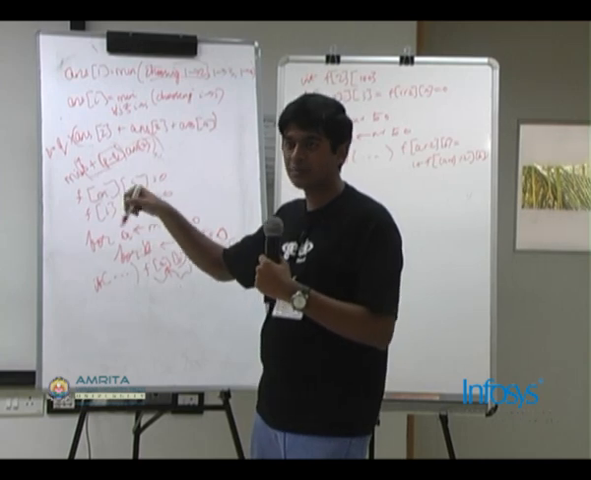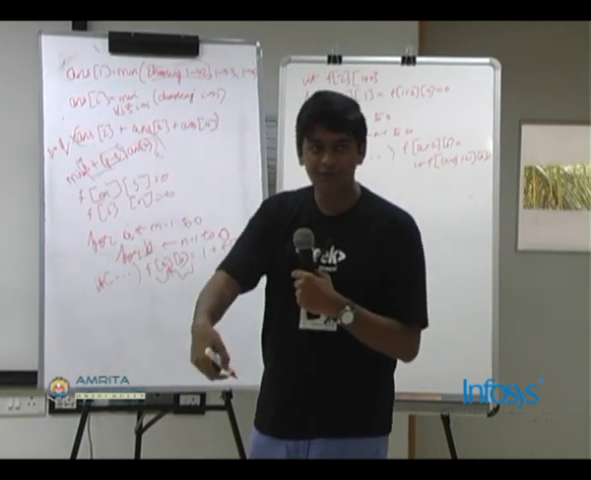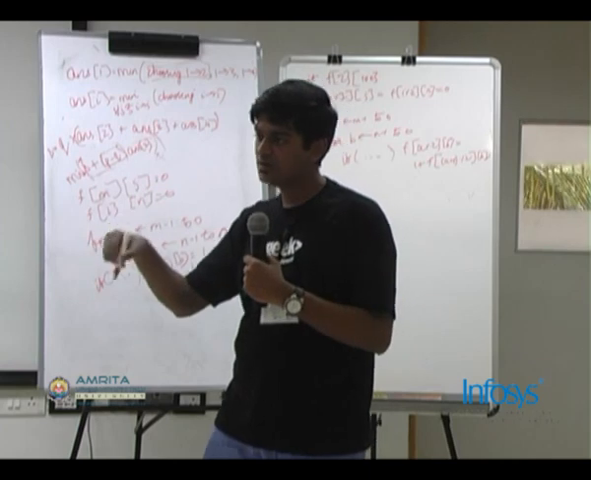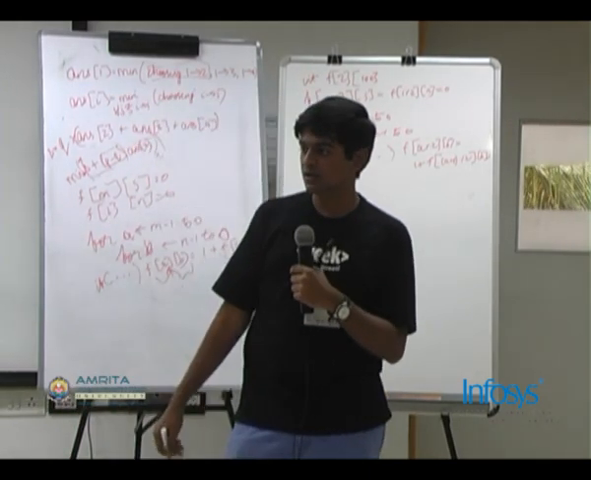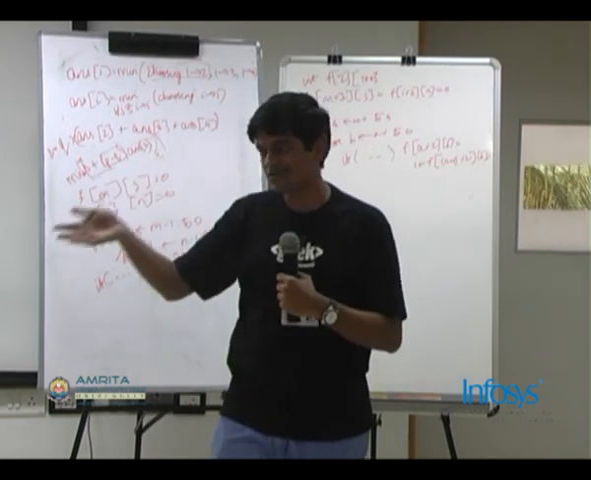For each x, there are n possible x. Inside that, for each a, n possible a, checking whether a is a solution or not is order log n. So this becomes order n square log n.